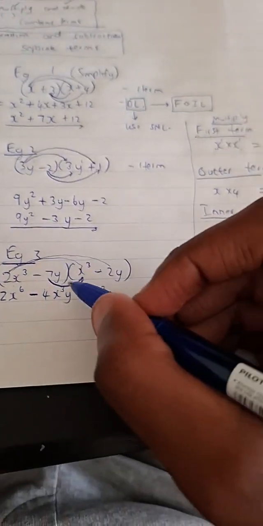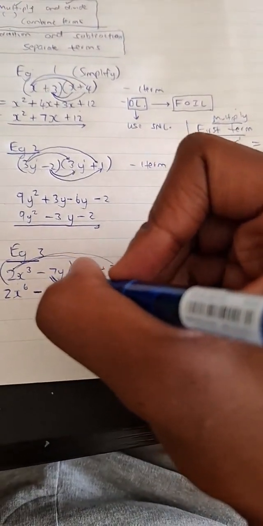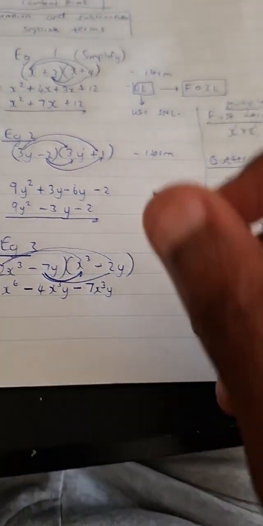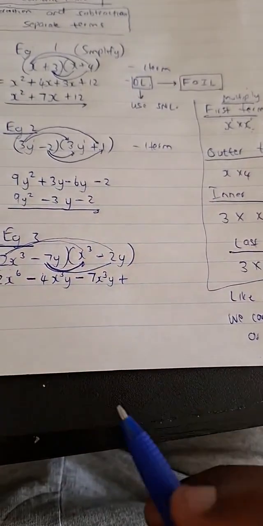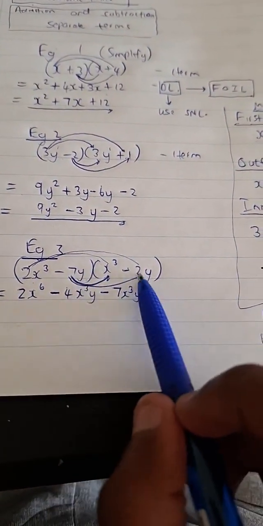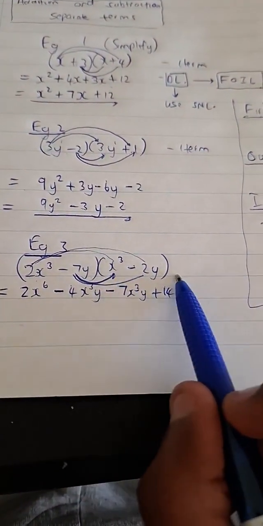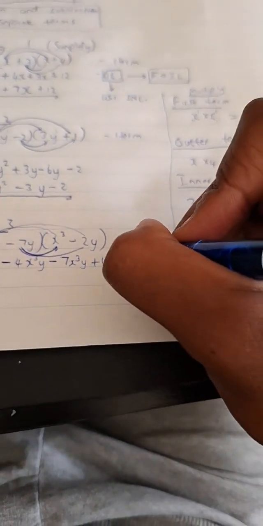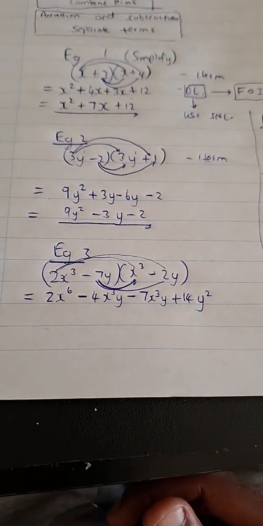Then we multiply negative 7y with the last term. So once again, a negative times a negative is a positive. Then we move on to the number. 7 times 2 is 14. And then y times y. We keep the variable y. What do we do to the exponents? We add them. So that gives me y squared.